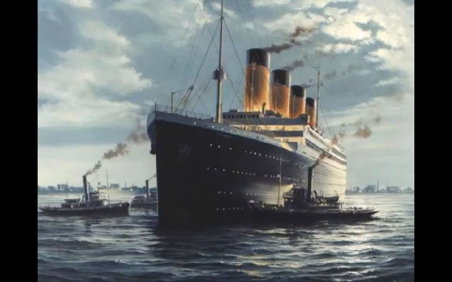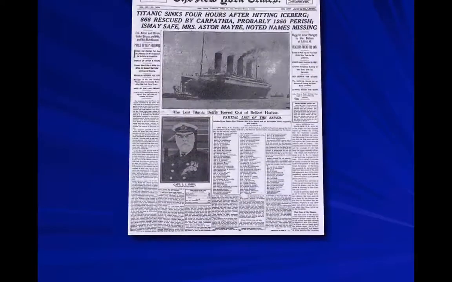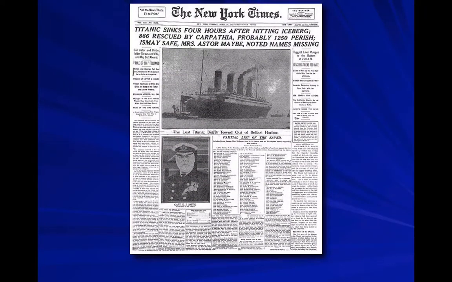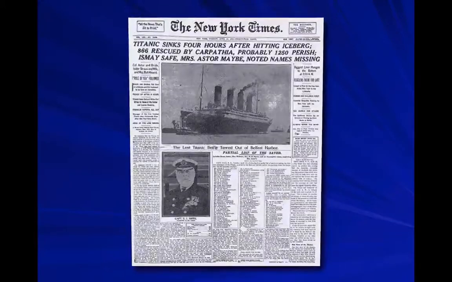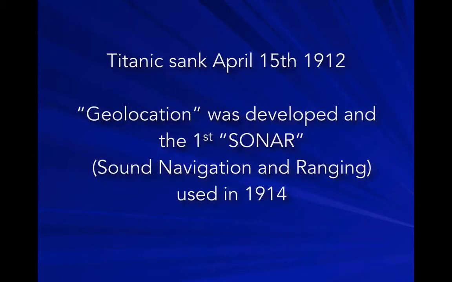And ultrasound started because of this worldwide event, the Titanic. We saw the movie. She sank on April 15th, 1912, like tax day. And so they wanted to find icebergs. They wanted to create a device that can find icebergs.